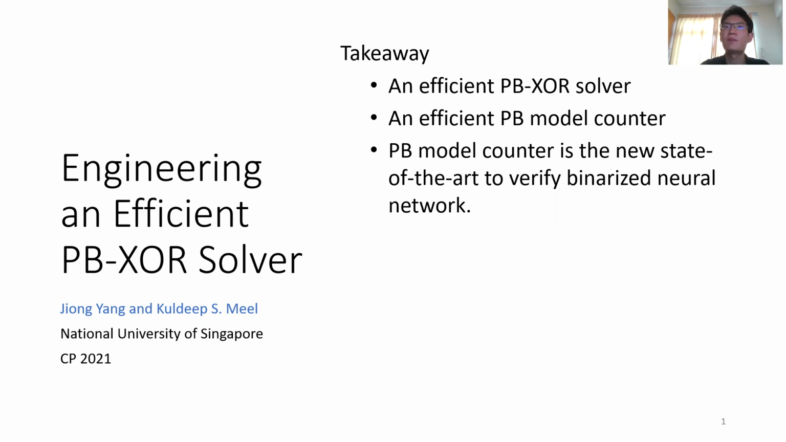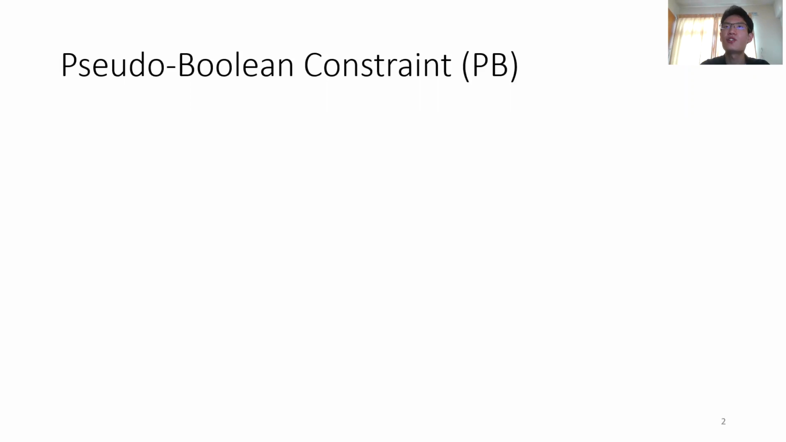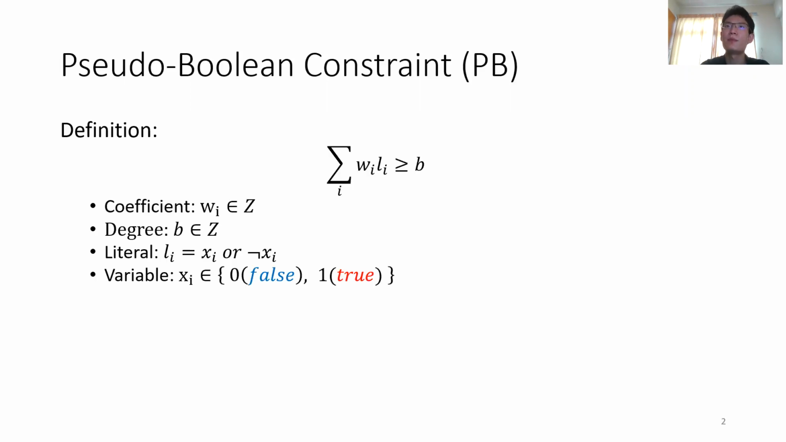Now let's first look at PB. PB is short for pseudo-Boolean constraint. Here we give the formal definition of PB constraint. You can think of a PB constraint as a 0-1 integer inequality. All coefficients Wi are integer constants. The right-hand side B, which we call the degree, is an integer constant. Li denotes a literal. It can be a variable xi or negated xi. Each xi is a Boolean variable which can be assigned false or true.